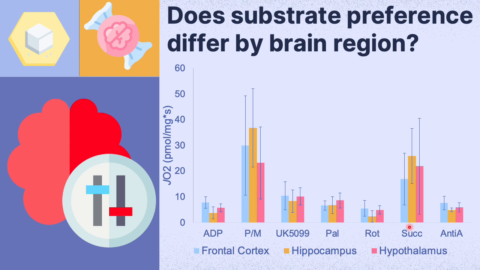I then added in succinate, which is another carbohydrate-based fuel that feeds into complex 2 of the electron transport chain of the mitochondria. And you can see there was another rise in flux with succinate. And finally, I added antimycin A, which is a complex 3 inhibitor, and you can see that really squashed any flux that we were seeing. So from this, we can conclude that the brain likes carbohydrate-based fuels, pyruvate malate and succinate, and I'll be focusing on those from here on.